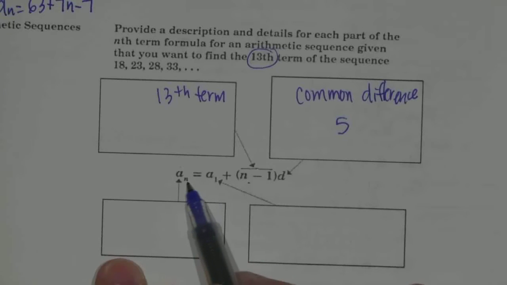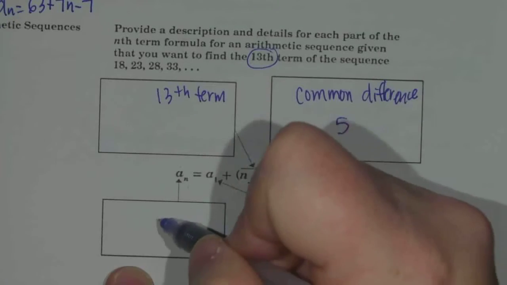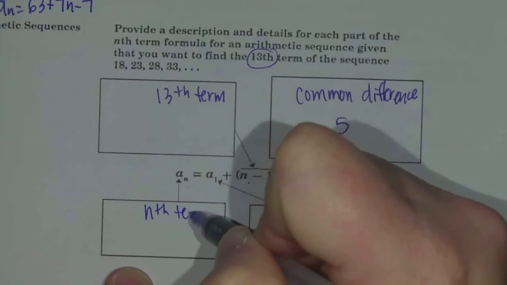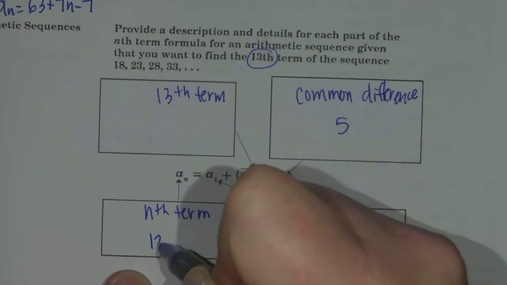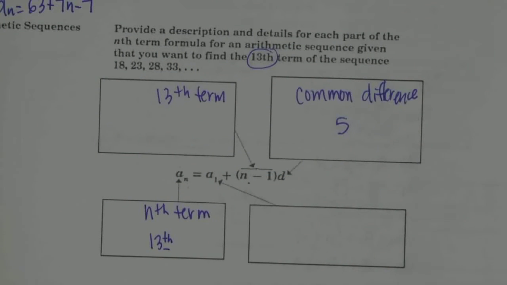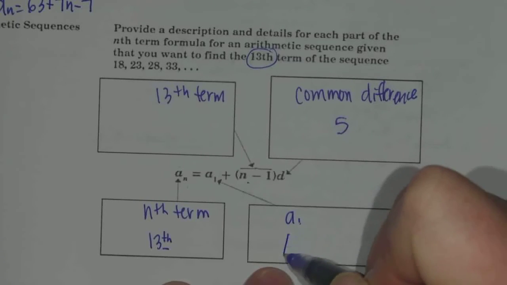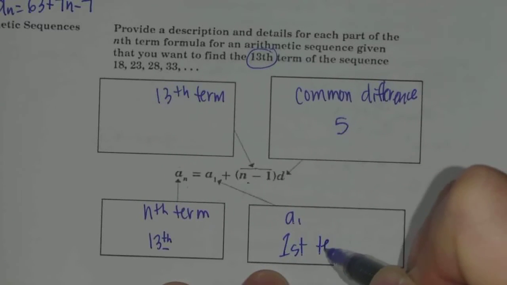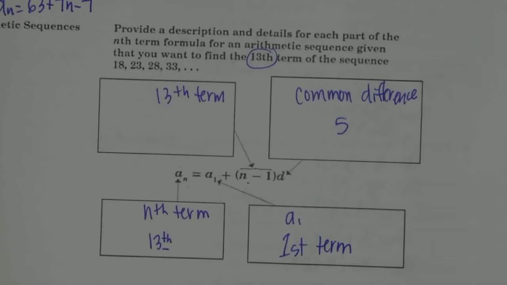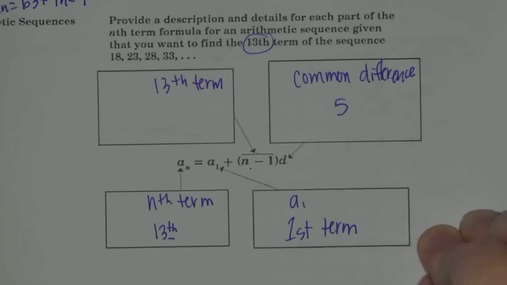This A sub n right here, what does it stand for? Yeah, the nth term. And in this case, on this problem, we're looking for the 13th term. And then what does the A1 stand for? The first term. So really, if we understand the way that that's written out, we can do any formula with those letters in it.